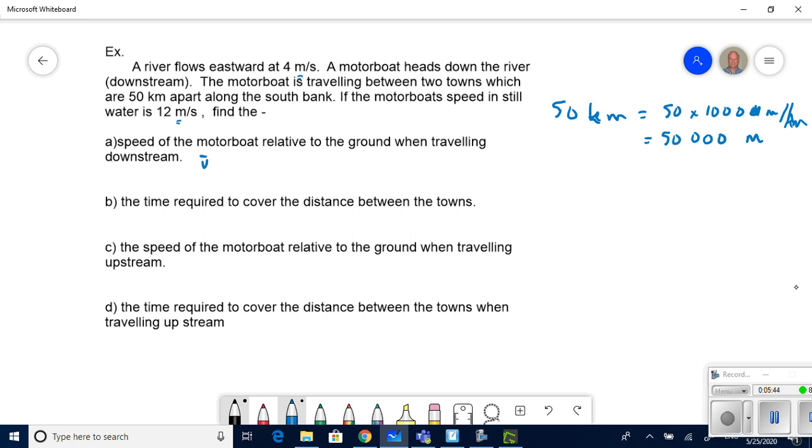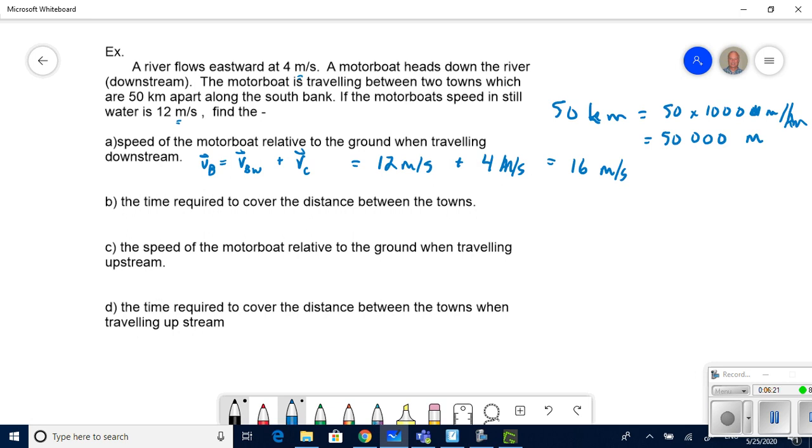The velocity vector of the boat is going to be the velocity of the boat in still water, and the velocity of the current. And we've got 12 meters per second and 4 meters per second. So if I'm driving this boat and I use the current to help me, and I go downstream, I can go at a speed of 16 meters per second.